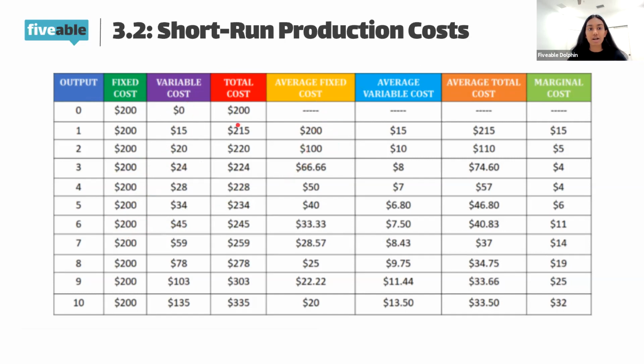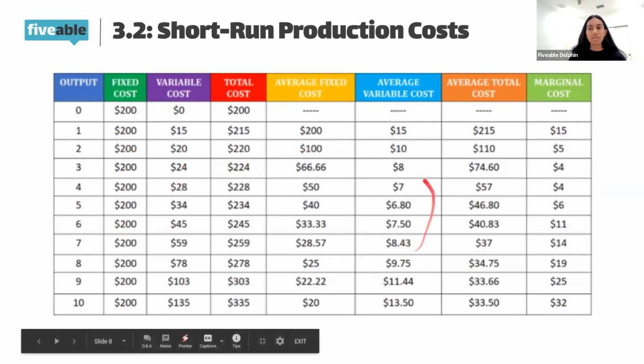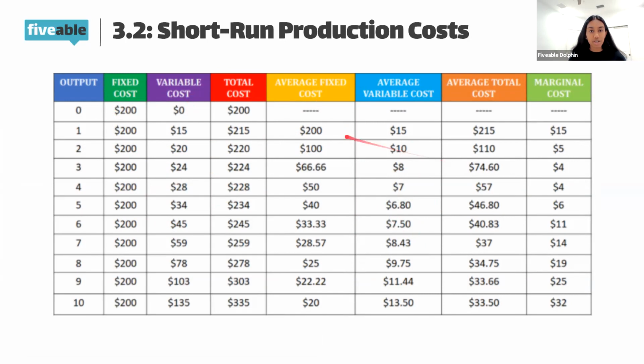And then average fixed cost is when you start dividing things. So like 200 divided by 1 gets you the average fixed cost for 1 unit, and then 200 divided by 2 is 100, and so on. And then same for the other two columns. And then you can see the marginal cost is, you just do the total cost of the unit that you're looking for minus the total cost of the previous unit.